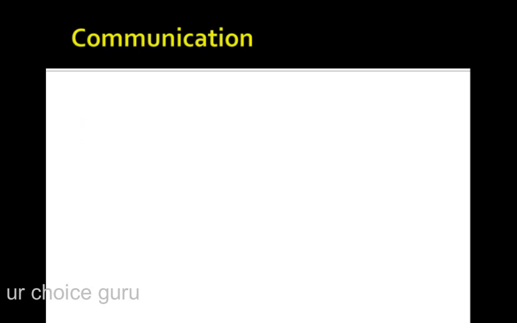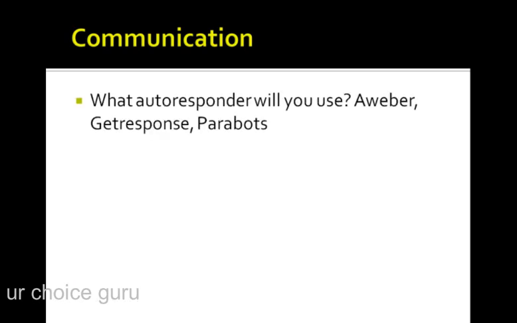Now, the first specific area that I want to talk about is communication. Communication is very important when you're communicating with your affiliates, with your customers, with your prospects, and so forth. So, communication. What kind of autoresponder will you use? Are you going to be using a third-party service like Aweber, GetResponse, and so forth? Or are you going to use a personal autoresponder? For example, you're going to host the autoresponder on your server. For example, Parabots. If you go to parabots.com, or I believe if you Google Parabots, you will find a free script that allows you to build a list.